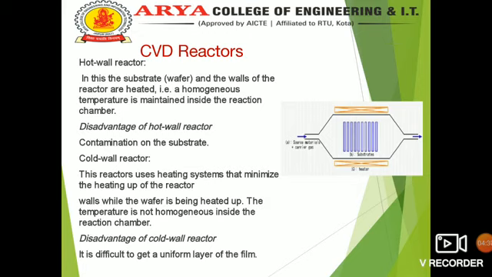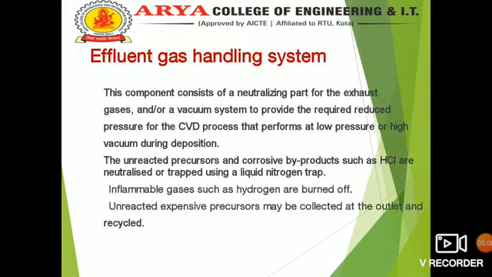And the cool wall reactor uses a heating system that minimizes the heating up of the reactor. While the wafer is being heated up, the temperature is not homogeneous inside the reaction chamber, and the disadvantage of this is that it is difficult to get a uniform layer of the film.